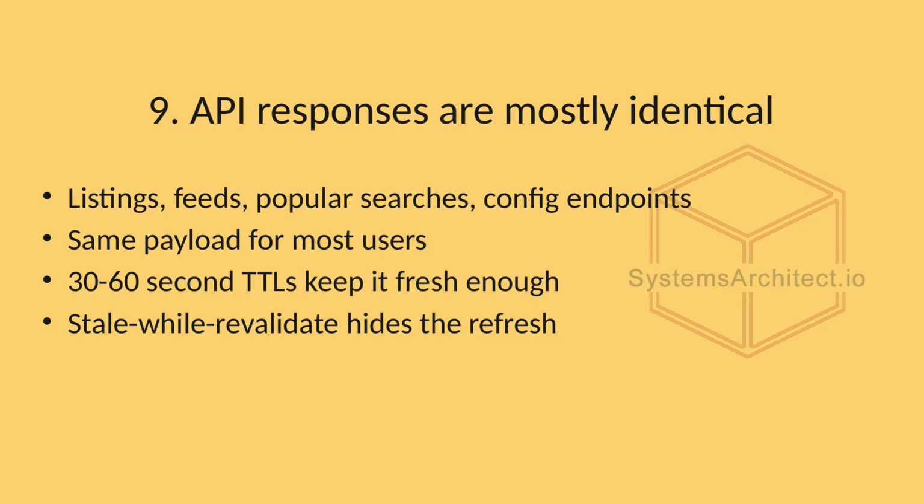Product listings, content feeds, popular searches, config endpoints. These return the same payload to most of your users. Short TTLs of 30 to 60 seconds lift most of the load off your API tier.